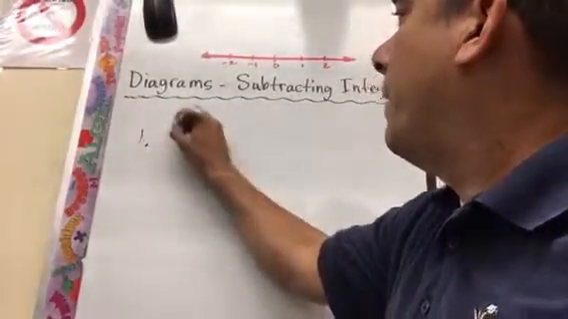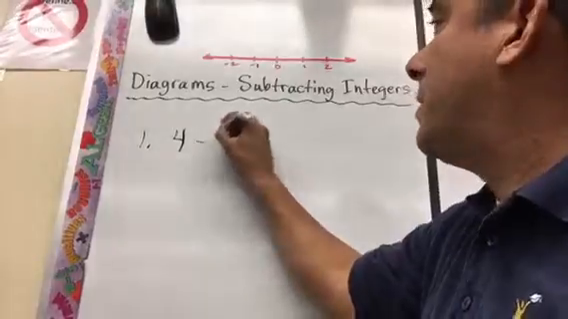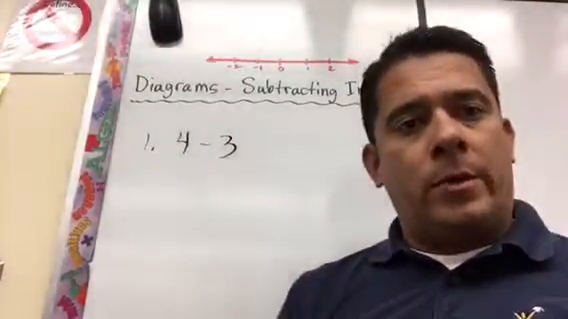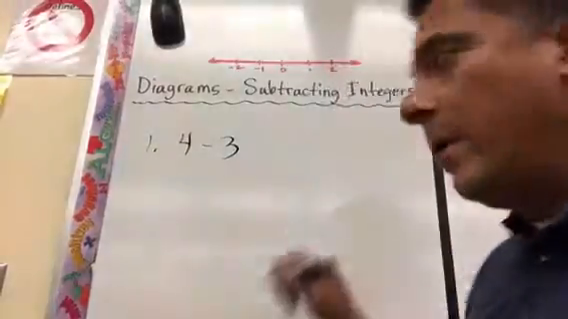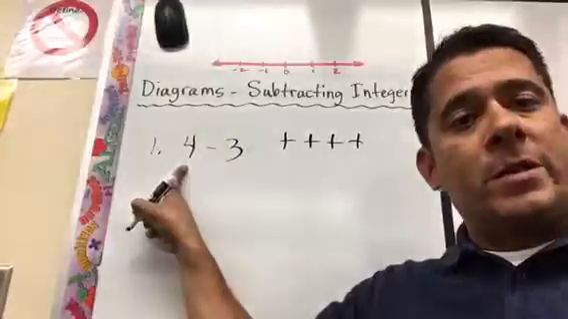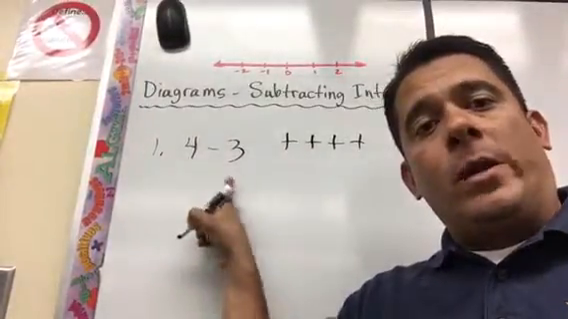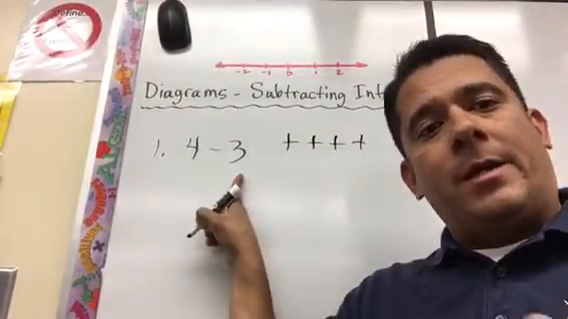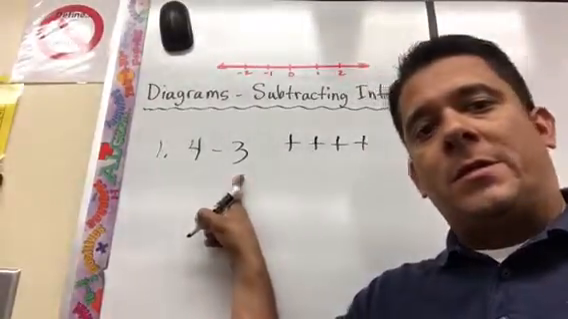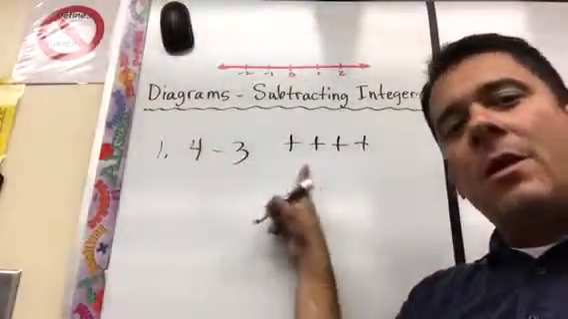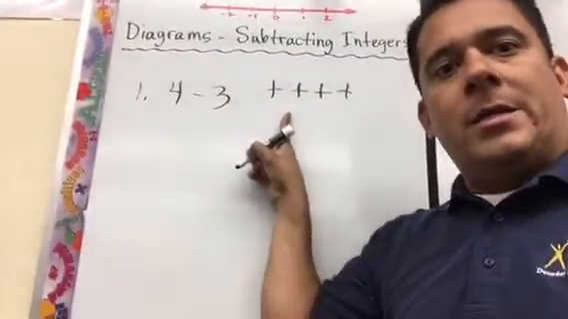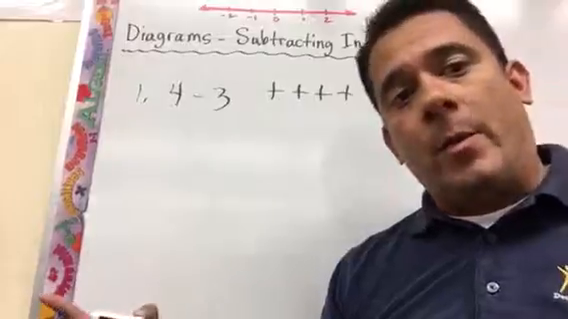Let's do 4 minus 3. Okay, so first question is, what am I starting with? Answer is, I'm starting with 4 positives. That's my first term. Now, what am I taking away from it? I'm taking 3 positives away from that. So when you take away 3 positives, first you have to realize I have 3 positives. So once that is acknowledged, take them away.